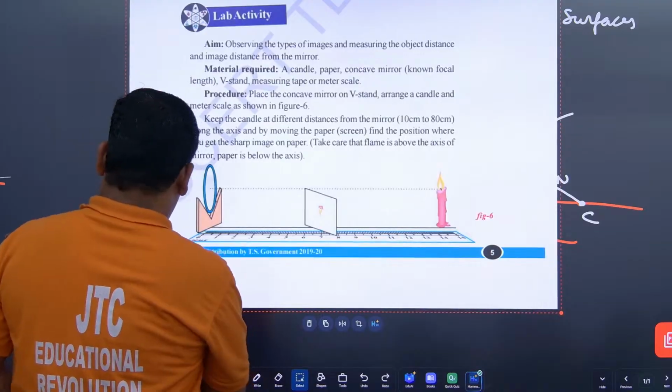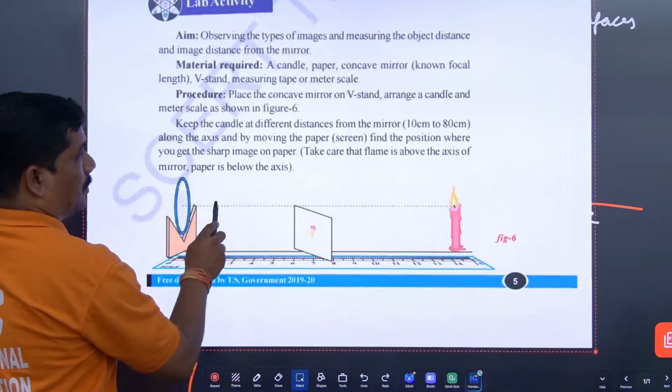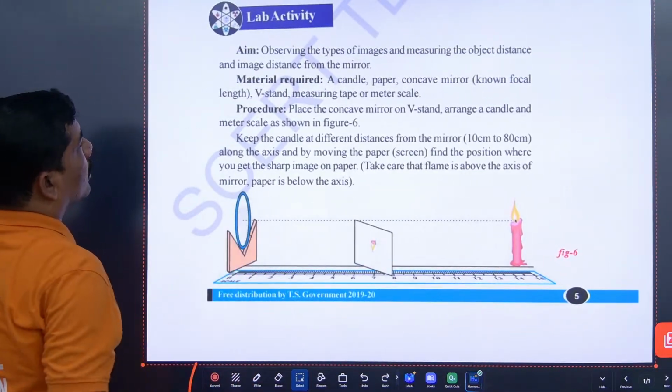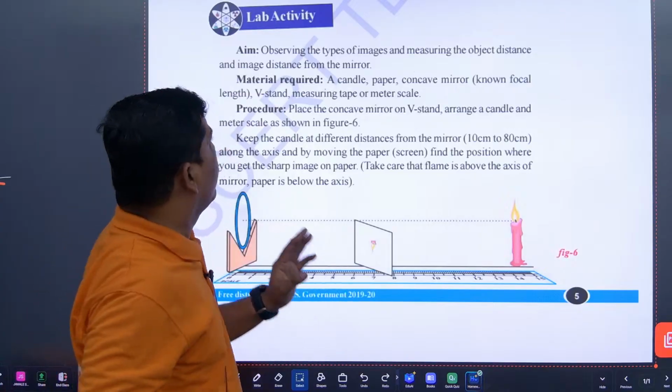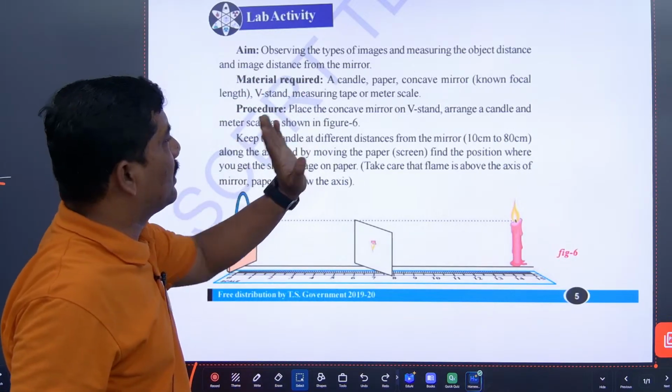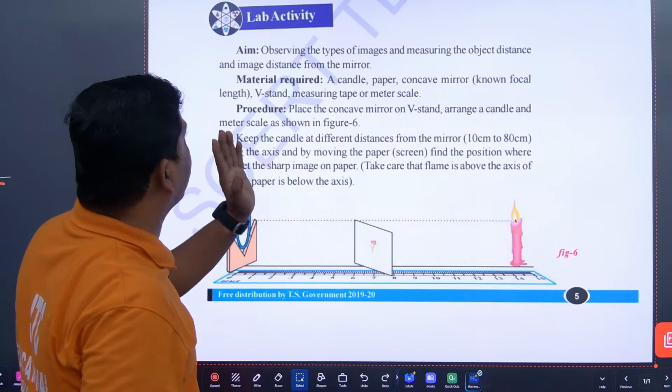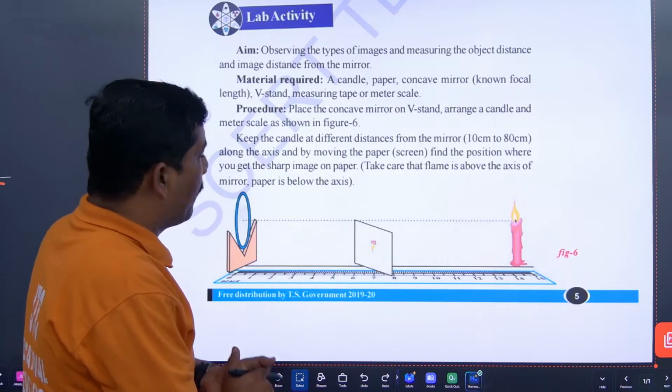See, what is the activity here? Observing the types of images and measuring the object distance and image distance from the mirror.